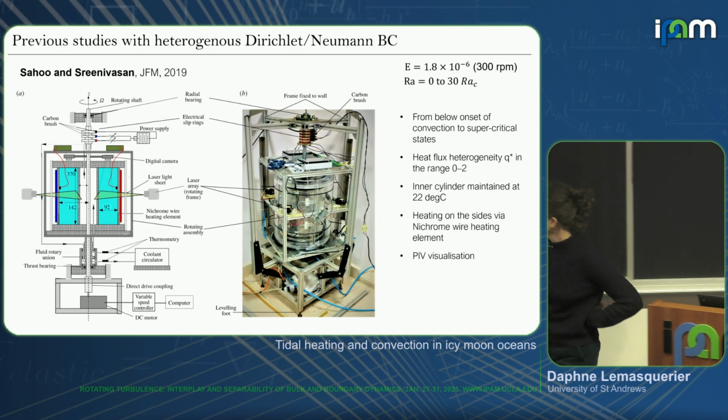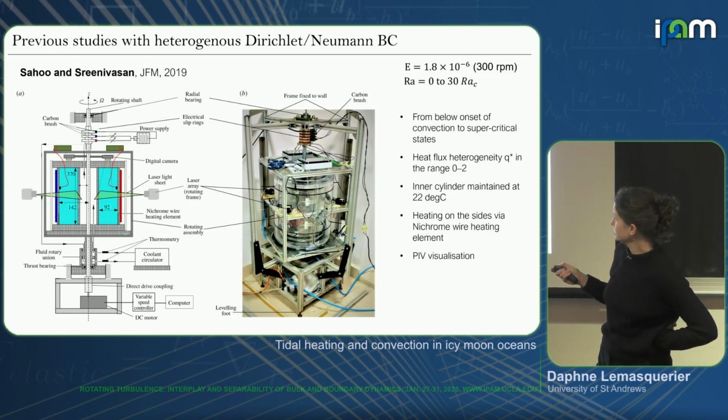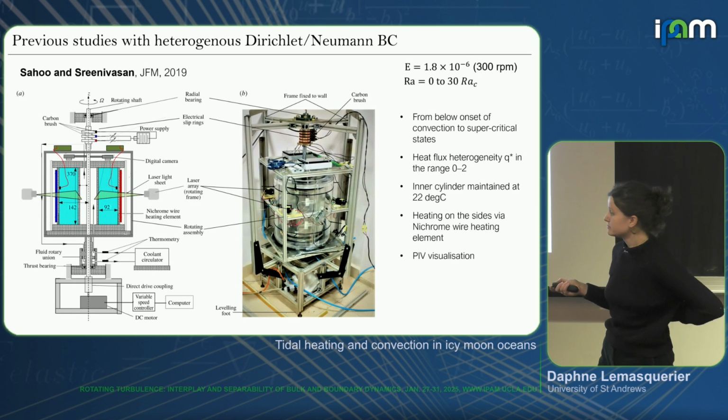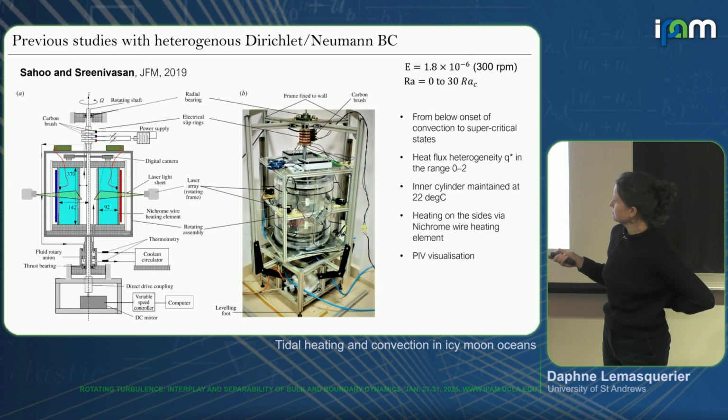And then we have other types of experiments by Sau and Srinivasan, 19, which is in a bit of a different geometry. So this time it's a cylindrical annulus, again rotating fast, up to 300 RPM. Again, the inner cylinder is maintained at a lower temperature, and the sides are heated by nichrome wire heating elements.